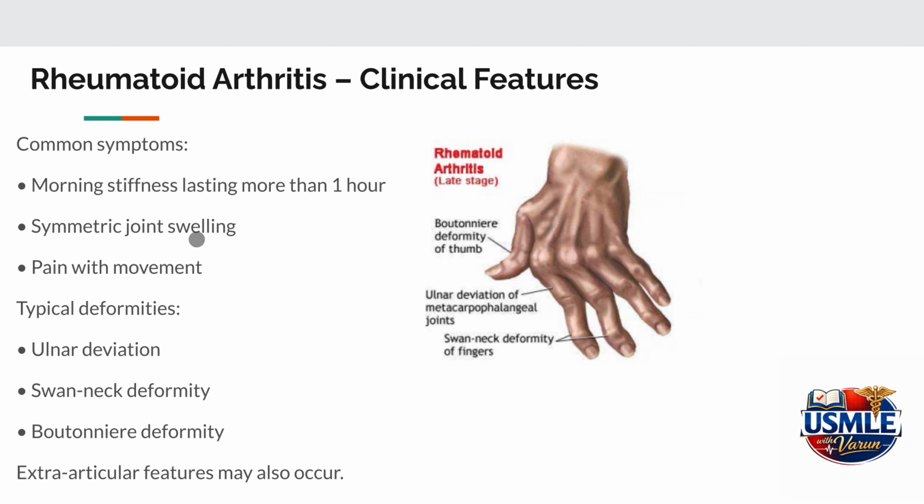Patients with rheumatoid arthritis commonly experience morning stiffness lasting longer than an hour. They also develop symmetric swelling of small joints, particularly in the hands and wrists. As the disease progresses, characteristic deformities can develop. Examples include ulnar deviation of the fingers, the characteristic swan neck deformity of the digits, and Boutonniere deformity. This is how the Boutonniere deformity looks, and this is the swan neck deformity of the fingers. Rheumatoid arthritis may also produce extra-articular manifestations affecting other organs.